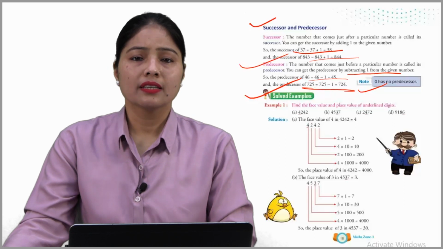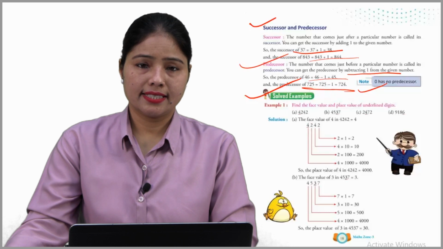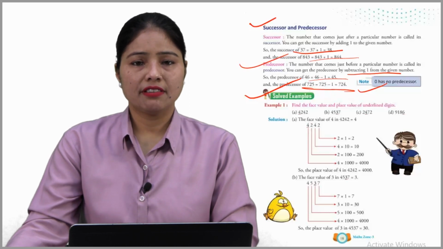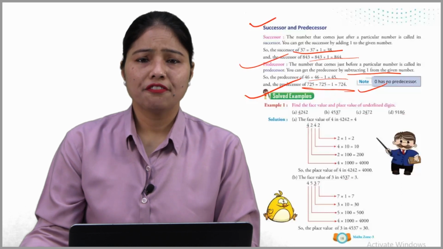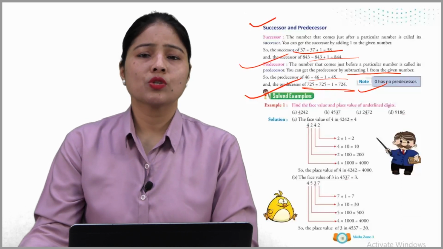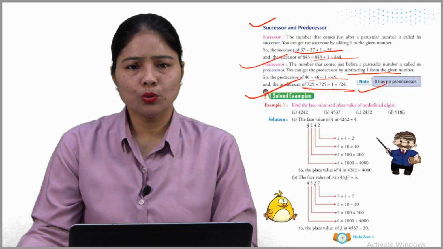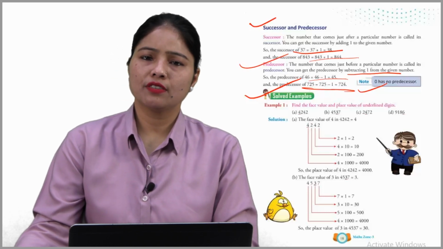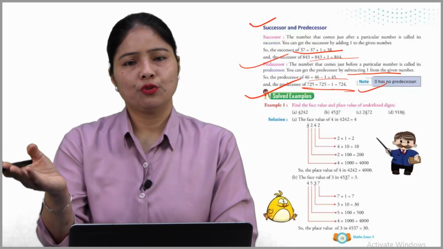Example number 1. Find the face value and place value of the underlined digits. So the first one given is 4242. Solution: the face value of 4 in 4242 is equal to 4. Okay, we already know that face value can't change. जो face value है, it remains the same. So 4 की face value 4 रहेगी.